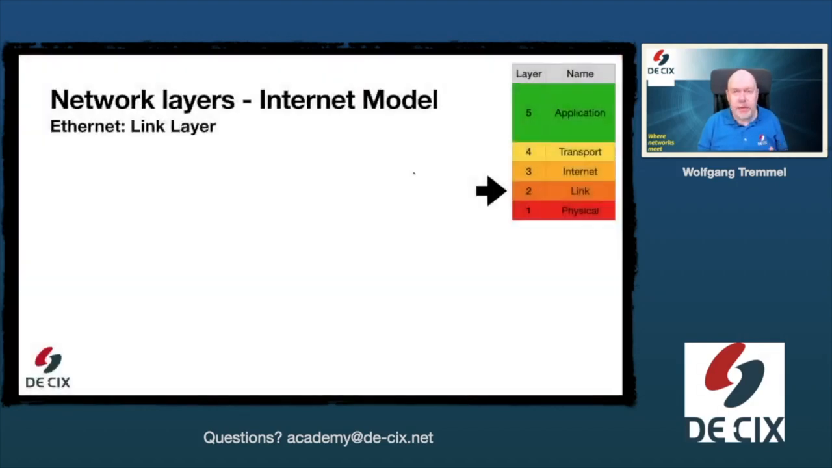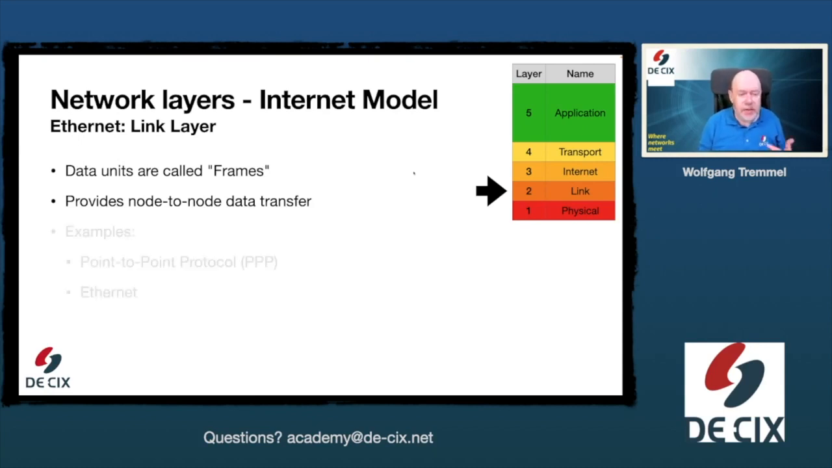If you remember from the last presentation where I talked about the layers, Ethernet sits on the link layer. Data units are called frames. And remember, the purpose of the link layer is to provide node-to-node data transfer, so from here to the switch and perhaps some to the basement.